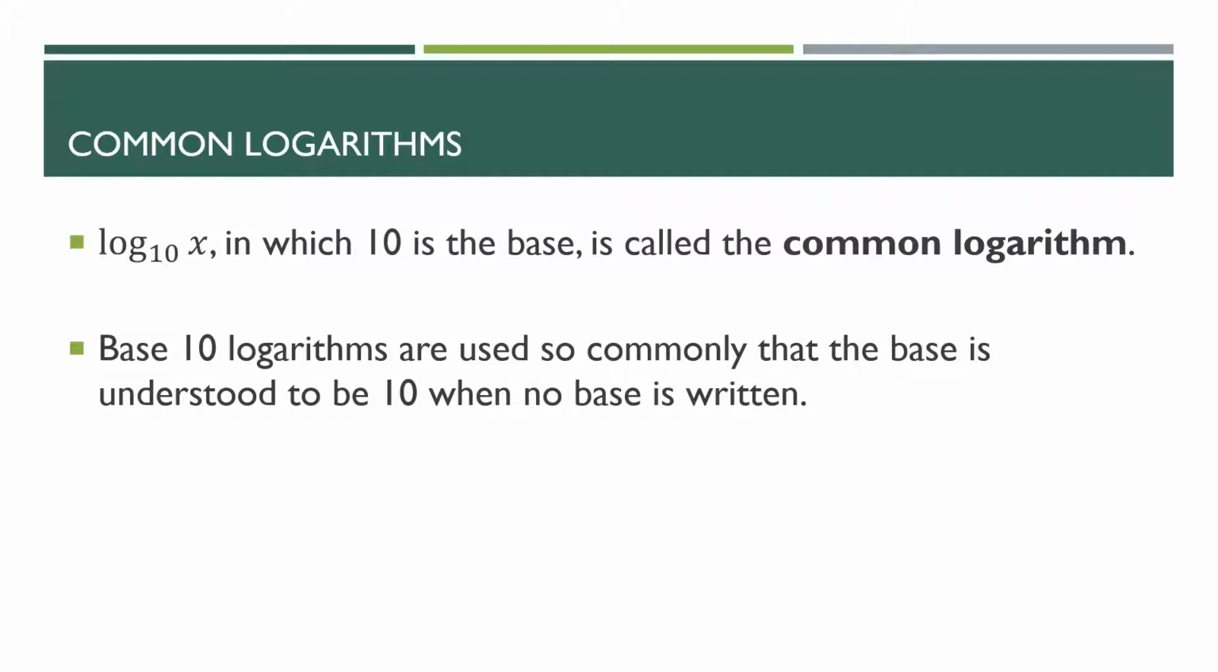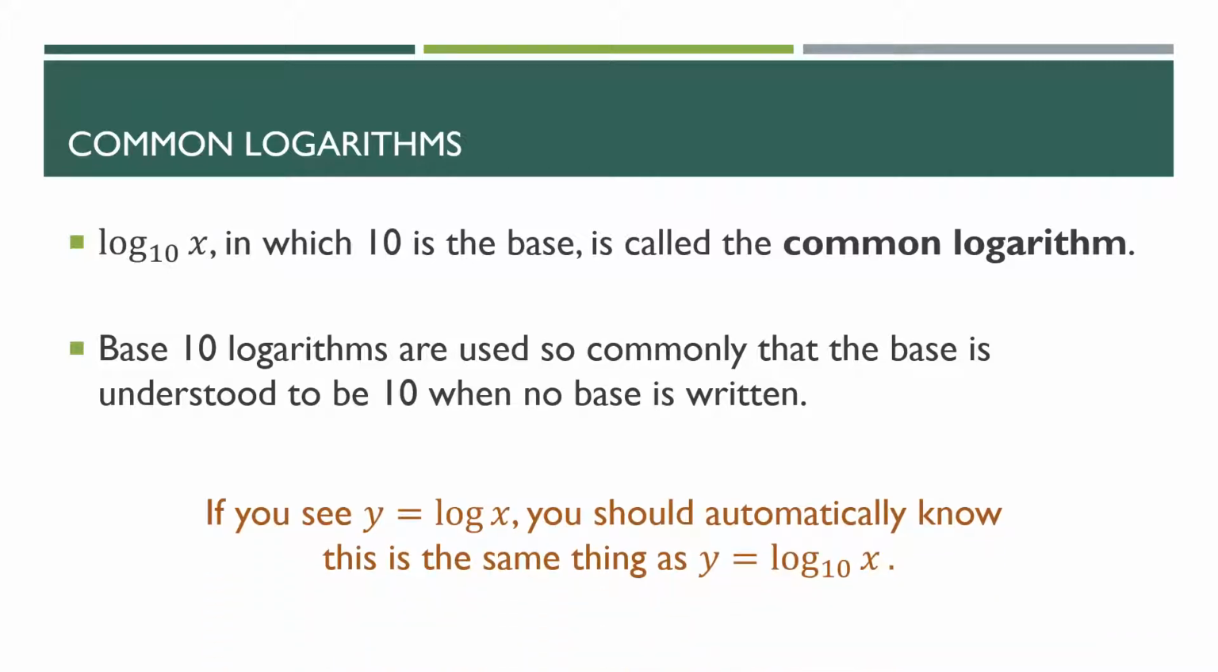Common logarithms are base 10. Log base 10 of x, in which 10 is the base, is called the common logarithm. Base 10 logarithms are used so commonly that the base is understood to be 10 even when no base is written. So if you see y equals log of x, you should automatically know that this is the same thing as y equals log base 10 of x. You can see in our logarithm here there's no little number indicating the base, so it's the same thing as log base 10.